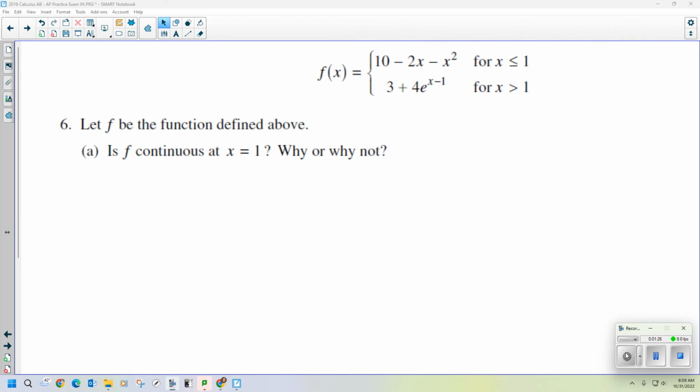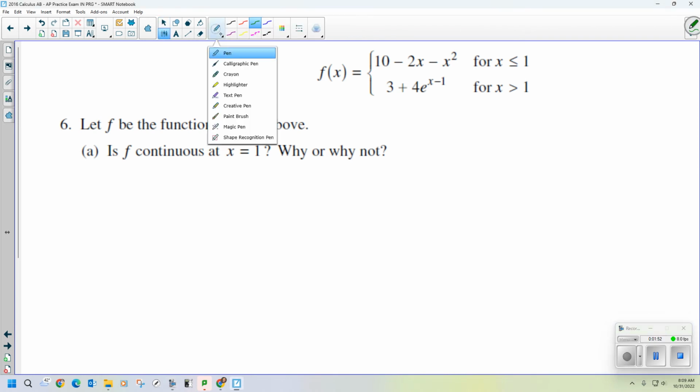Number 6 states, let f be the function defined above. They give us this piecewise function here. When x is less than or equal to 1, we have 10 minus 2x minus x squared. And for any x value greater than 1, we have 3 plus 4e raised to the x minus 1. So 6a is asking, is f continuous at x equals 1? Why or why not?